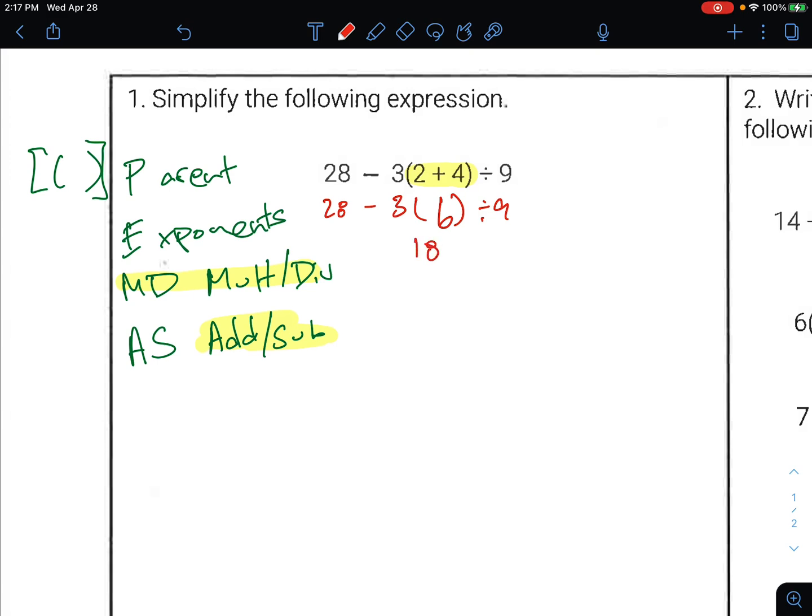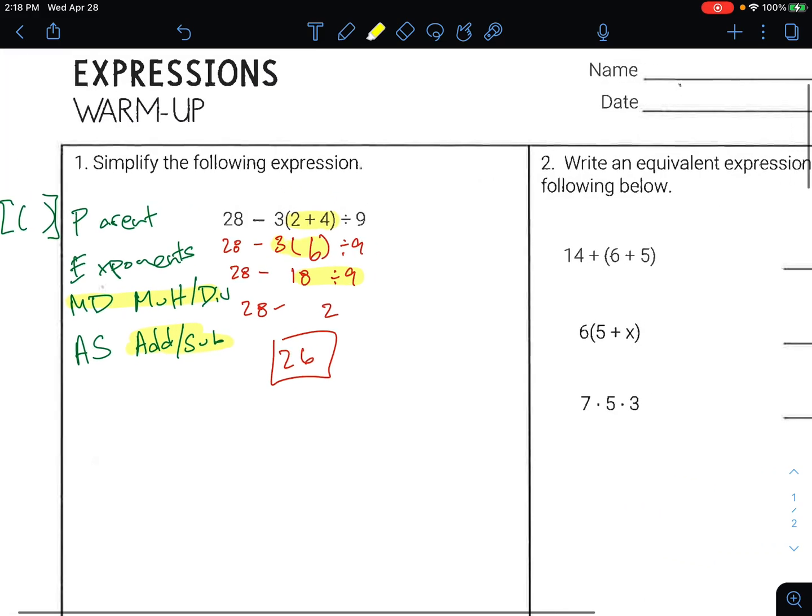I believe that's 18, so this is the next thing I do. I do 18, bring down the minus, bring down the 28, and then bring down the division, bring down the 9. I'm still doing multiplication, division. Do I have any left over? I do. I have 18 divided by 9, so I'm going to do that next. 18 divided by 9 is 2. Bring down the minus, bring down the 28, and now I have 28 minus 2, which is 26. And that's it.